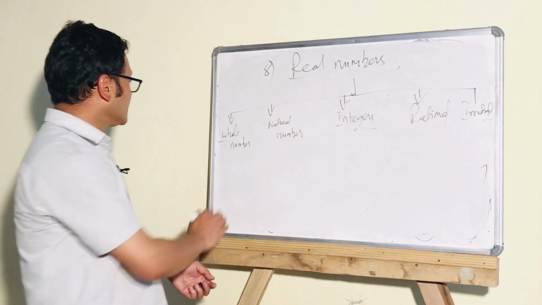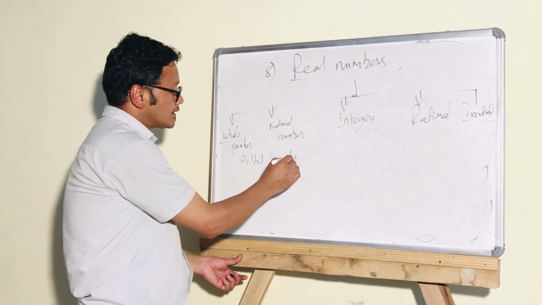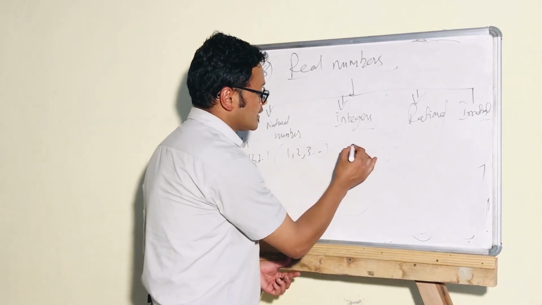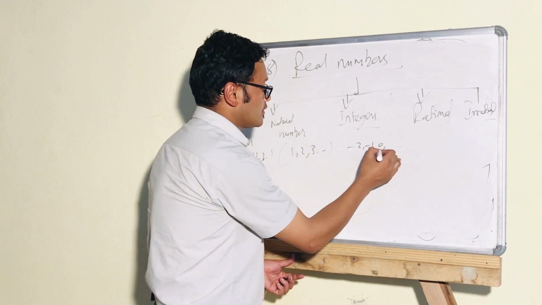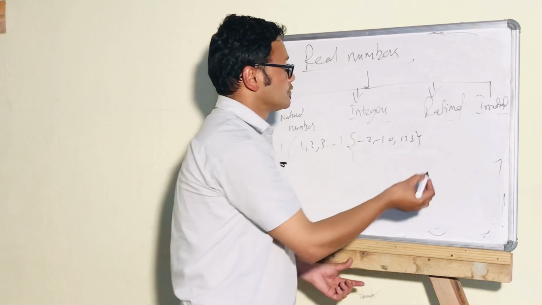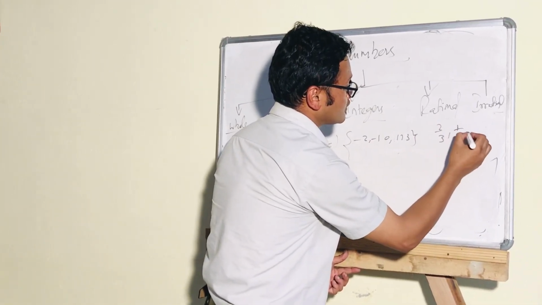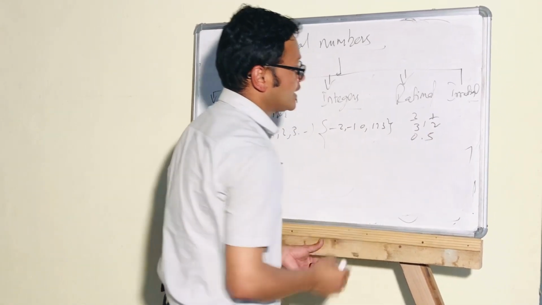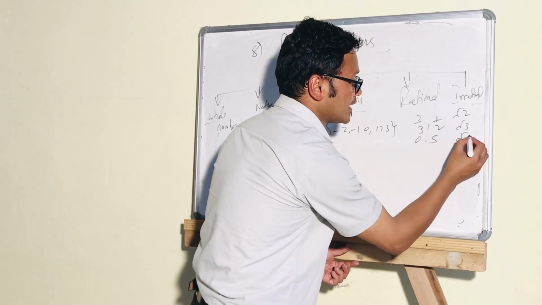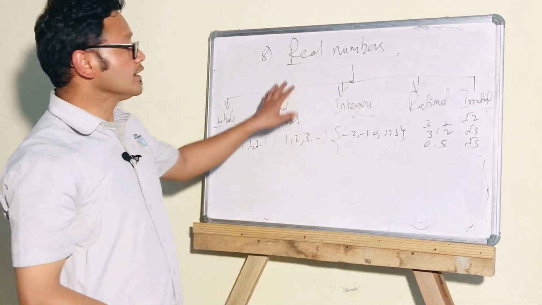So I am writing first whole numbers. It starts from 0, 1, 2, 3. We have already studied natural numbers 1, 2, 3 and so on. Again the integers: minus 2, minus 1, 0, 1, 2, 3. Then rational numbers in fractional form, like 1 by 2, then 0.5. Then irrational numbers mean root 2, root 3, then root 5. Now this is the example. All these numbers comprise the real numbers.